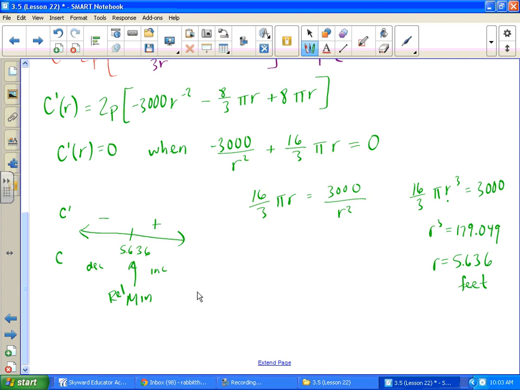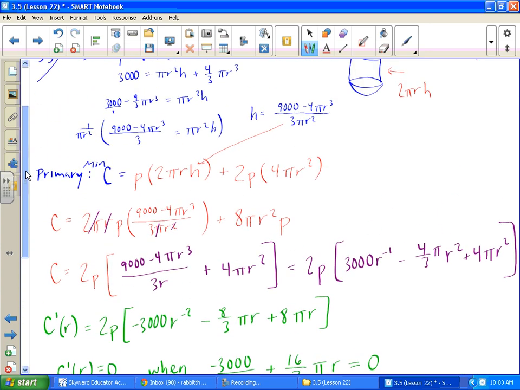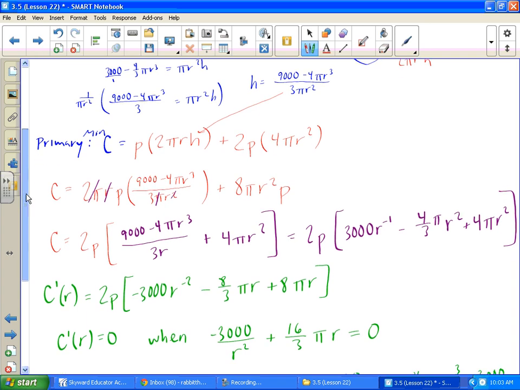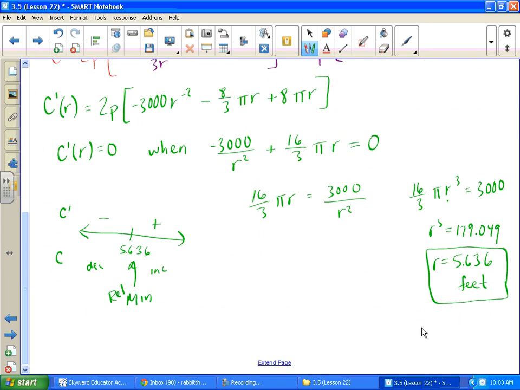And then make sure we answer the question. Find the dimensions that will minimize cost. So this gives me what my radius is, right? So my radius is this, but what else do I need to find for dimensions? Your height. So how do you find the height? Plug that back into the h equals, right? So go ahead and plug that into the h equals and come up with your height. And then once you have that, that's your full answer there, okay? So I'll give you guys a minute to do that.